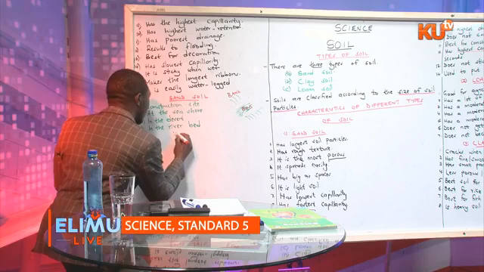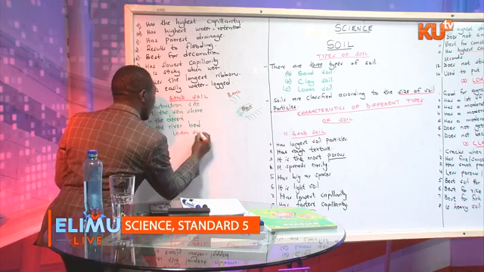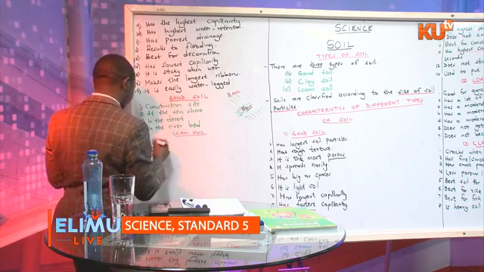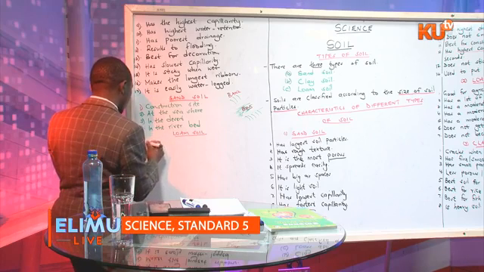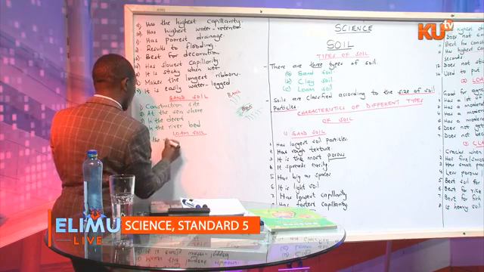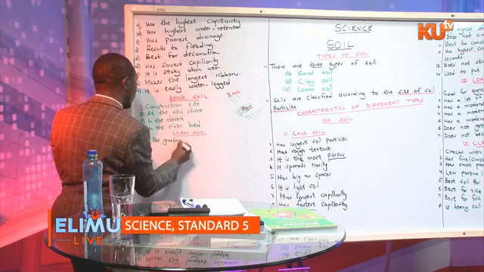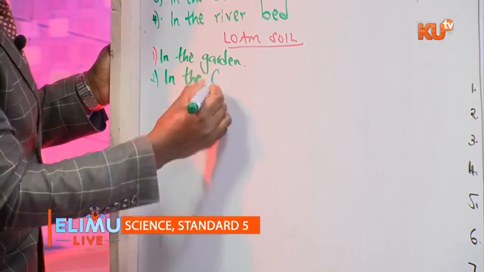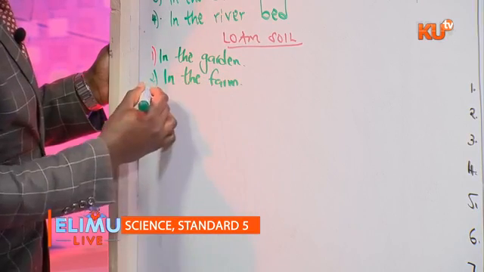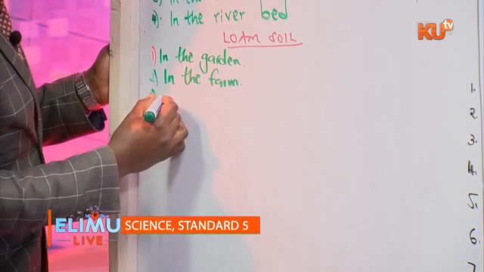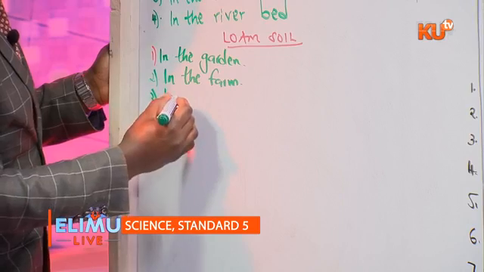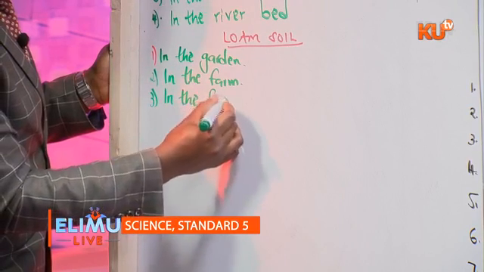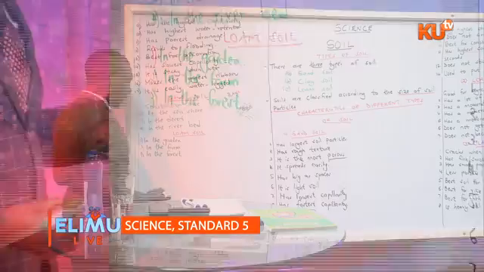And then loam soil is found in different places. One, it is found in the garden. You can obtain it in the garden. If you don't want to use the word garden, you can use the word farm. They can ask you which type of soil is found in the forest. It is obviously this type of soil called loam soil. So in the forest, we also get loam soil.